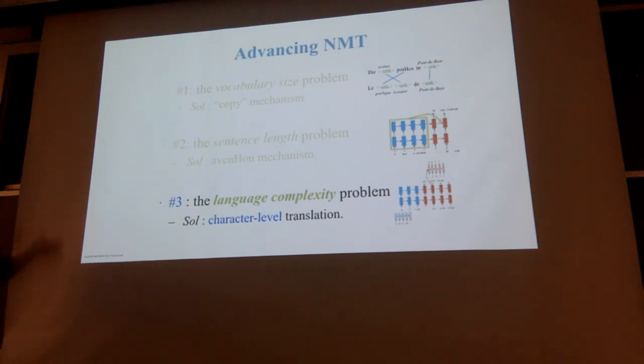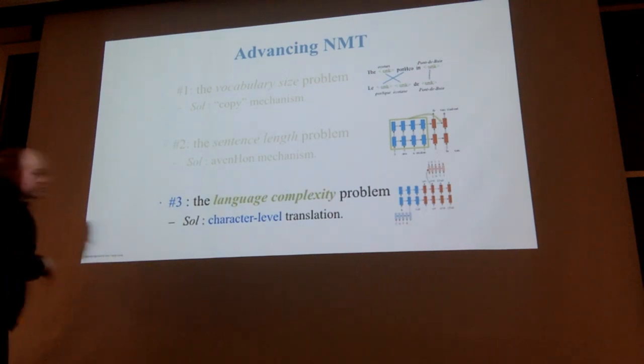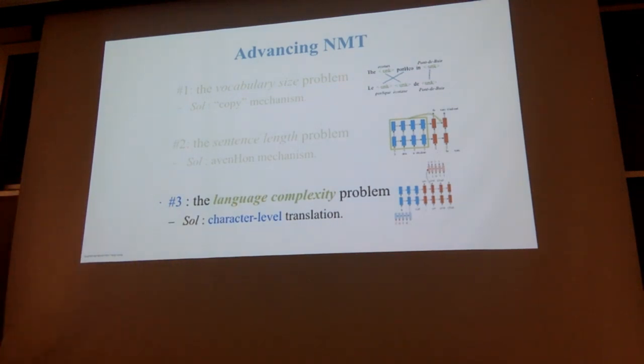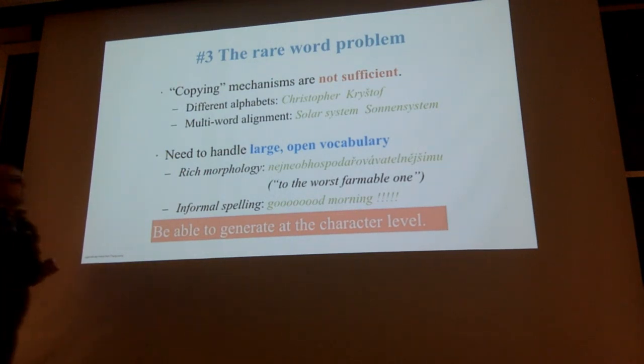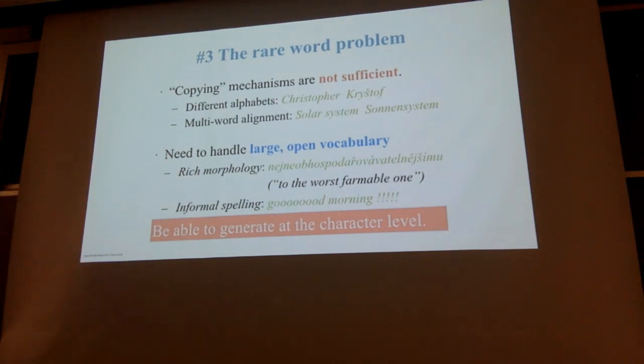Okay, and then the final problem here, the language complexity problem. This is the problem where our networks just need to do more to deal with certain problems in language. In particular, what's going to be dealt with here is what's known as the open vocabulary problem. Vocabularies are very large. We've talked about that, but in some sense they're open, right?